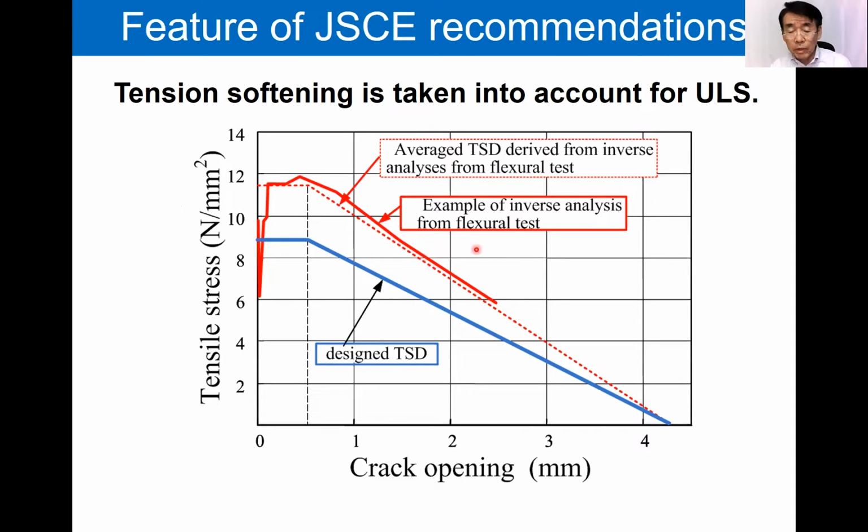This is the tension softening curve, a tension softening diagram of UHPFRC. That red line is obtained by experiment. The cracking strength reached about 10 megapascal. After the cracking, stress increased slightly, then gradually decreased. The blue line is the characteristic diagram taking into account the scatter of data. The characteristic tensile strength is 8.8 megapascal.